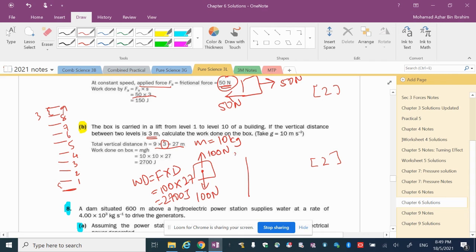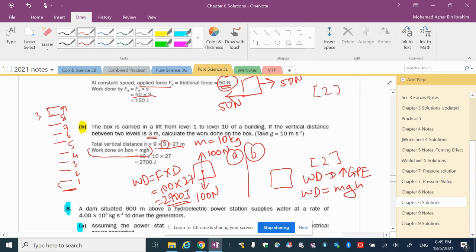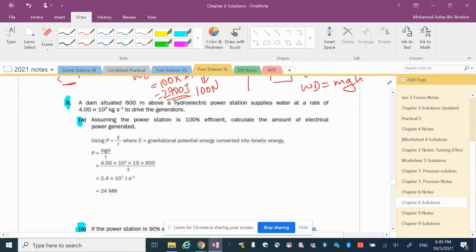Now, that is the first way. The second way you can think about how to calculate is because they never mention any gain in KE or whatever, so you assume that all the work done goes directly into the GPE. So the work done can also just be directly calculated as equivalent to GPE, which is what they did over here. Work done equals mgh. So just 10 times 10 times the distance 27, you also get 2,700 joules. All right.